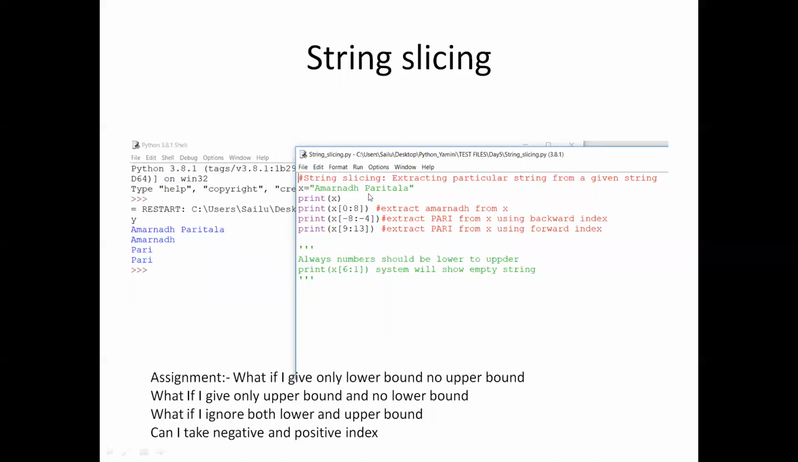Similarly, in Amarnath Paritala, I want to display only Pari, P-A-R-I. So give the starting position and ending position, backward index. The same Pari, I can get with forward index. Now, I may have a question. Amar, I want to display the entire string starting from P. So starting from P means from here, the entire string I want displayed. Do you need to give both starting and ending positions? No. You can give only the starting position and a colon. Just leave the 13 blank. The system automatically takes till the end of the string.